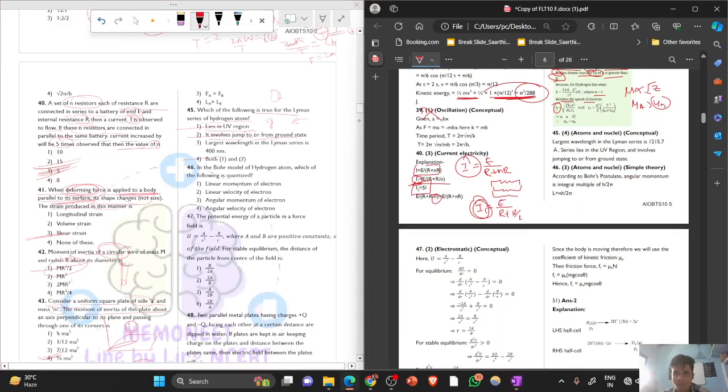Now moving ahead, in the Bohr atom of hydrogen, which of the following is quantized? Linear momentum, angular momentum.